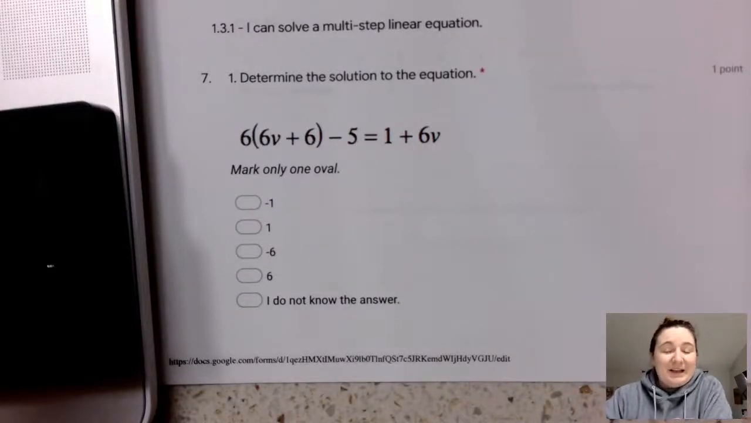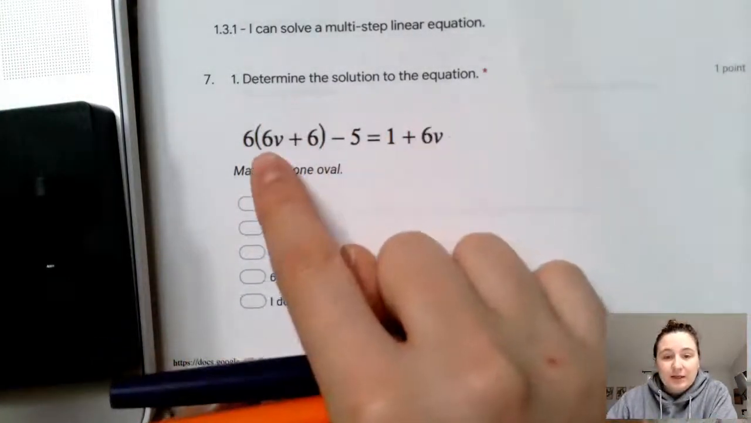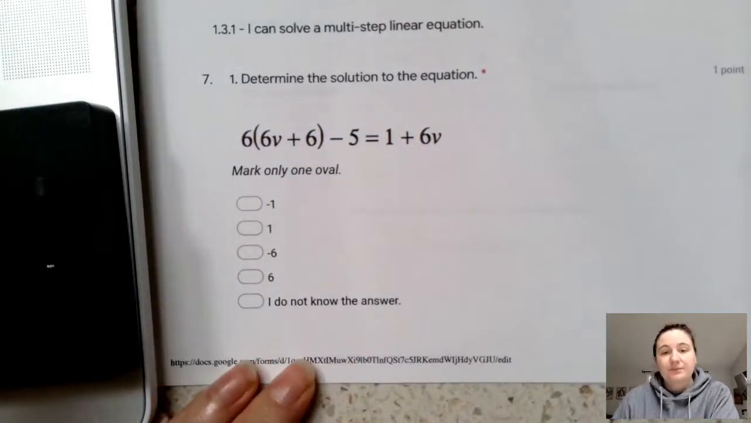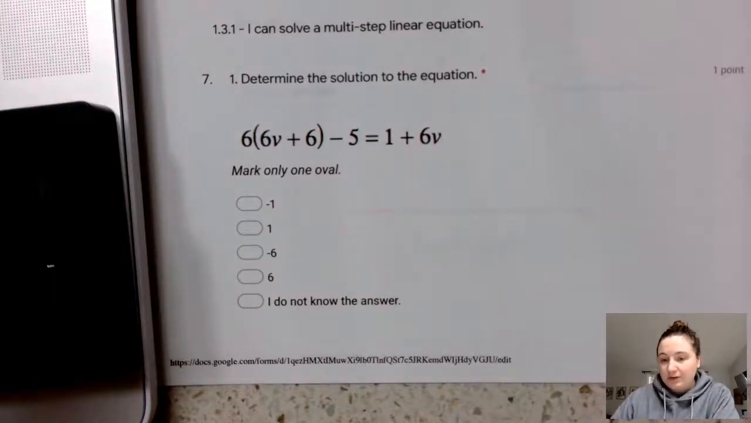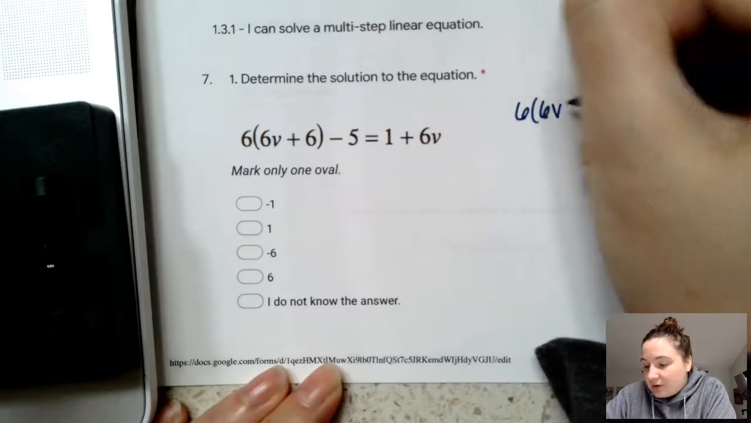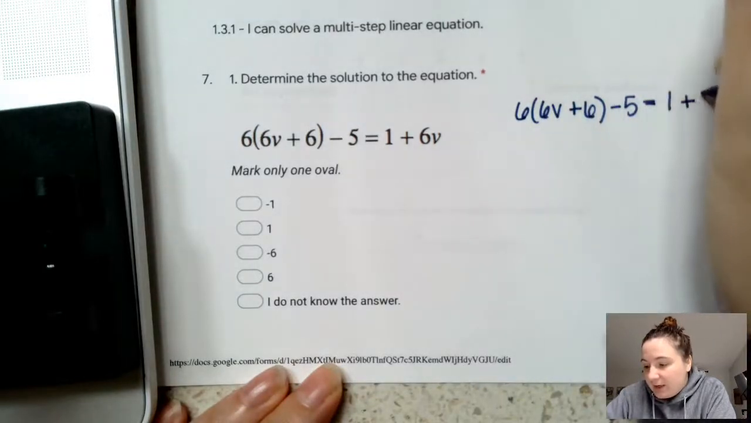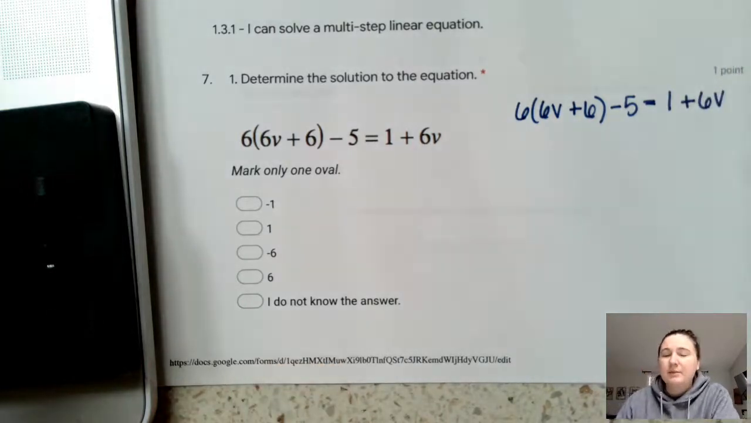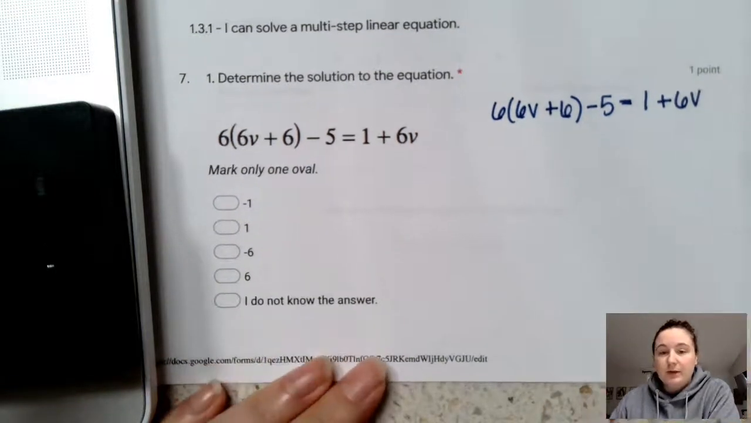All right, looks like you got problem number 1 wrong, so I wanted to go through it with you. This one says determine the solution of the equation, and then we have lots going on. So I am going to start by rewriting it over here so I have some more room. And then I also notice that there are parentheses in this one, and whenever we have parentheses, that's pretty much always going to be your very first step, is to use the distributive property and get rid of those parentheses.